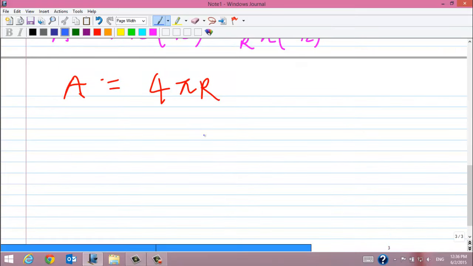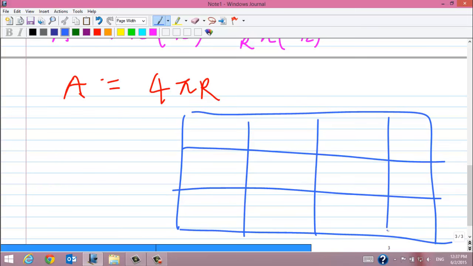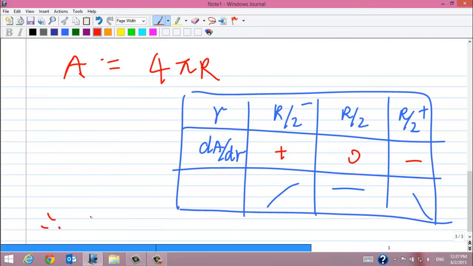Then last, you need to justify. So for the last step, justify. Remember this box and then this box. So here it should be small r, here should be dA/dr. So this is R over 2, R over 2 plus, R over 2 minus, and we know this is a maximum, so we go on them first. Now of course we can see, oh, this is positive, this is negative. Therefore maximum A when r equal to half R.